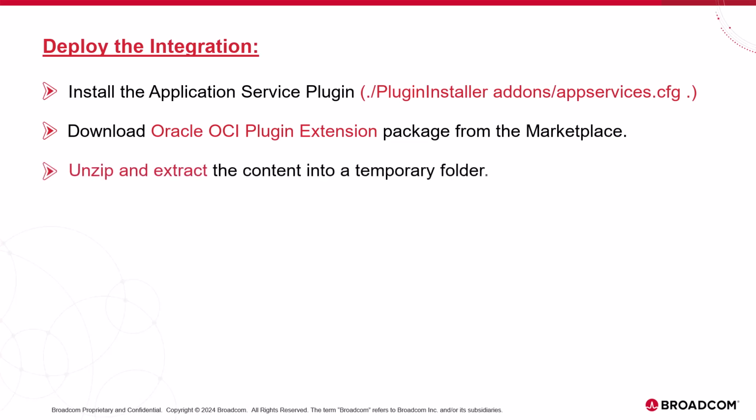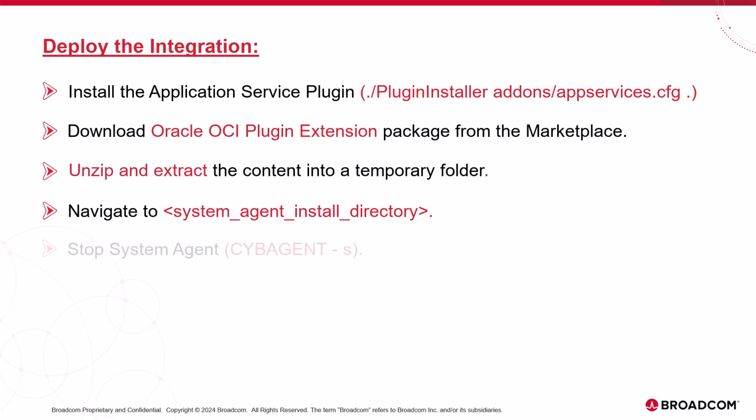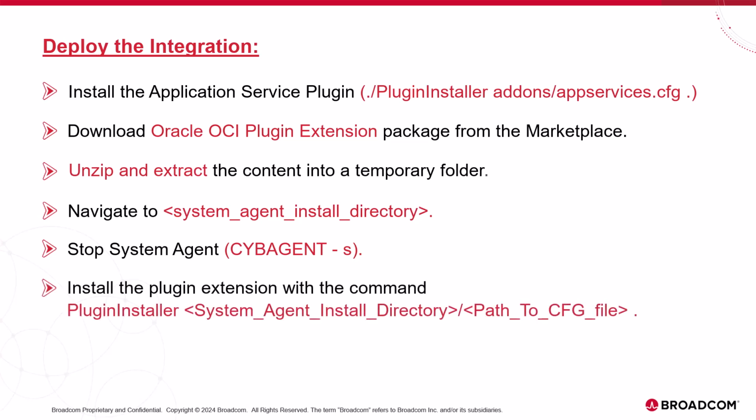Unzip the package and extract the content into a temporary folder. Navigate to System Agent Install Directory. Next, we must stop the system agent with the CYB agent -s command. Install the plugin extension with the command plugin installer, system agent install directory/path to CFG file. Now, restart the system agent with the CYB agent -a command.